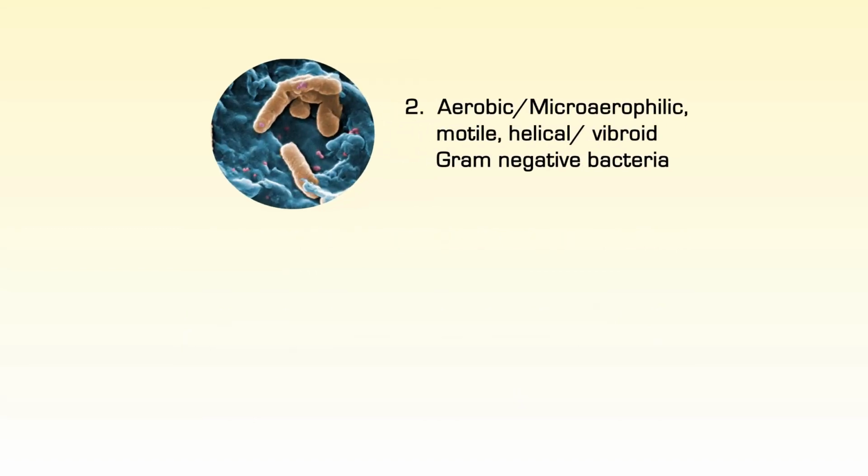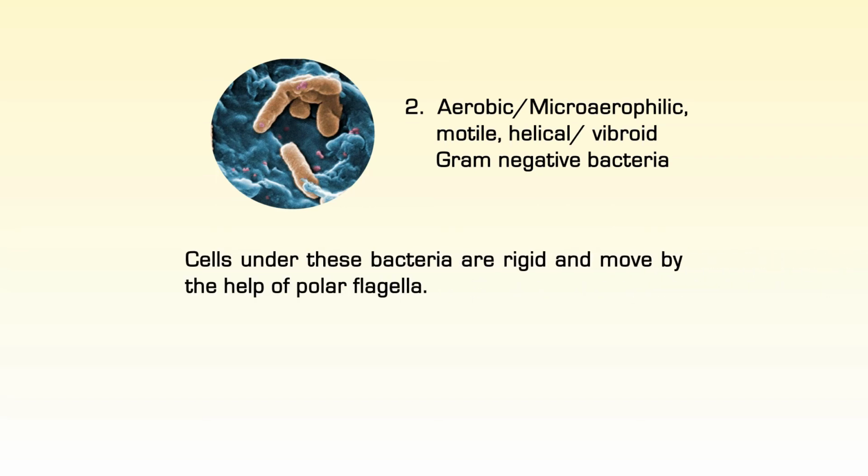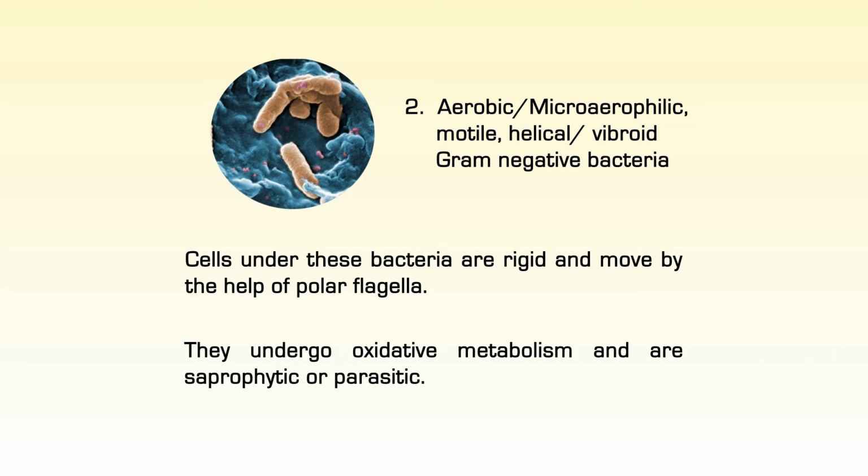The second one is aerobic, microaerophilic, motile, helical or vibroid gram-negative bacteria. And the cells under this are rigid and move with the help of polar flagella, that is flagella that are present towards the ends of the bacteria. And they undergo oxidative metabolism and are saprophytic or parasitic in nature.